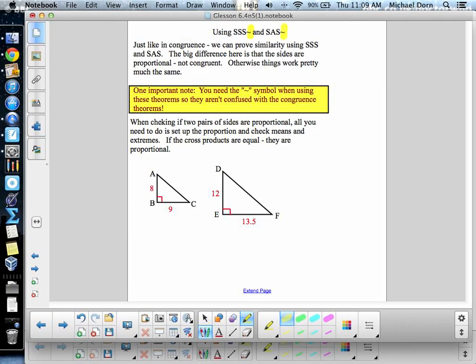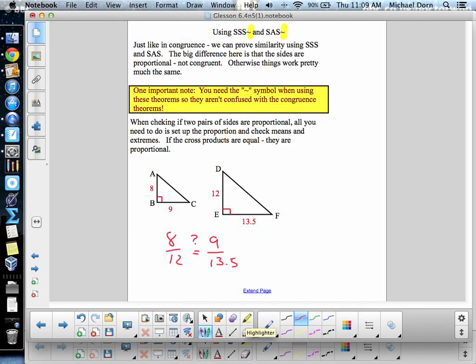So here, are these similar triangles? Are A, B, C, and D, E, F similar? Well, they have corresponding right angles, so the angles are congruent. That's nice. We have to see if the sides are proportional. So I set up a proportion. 8 over 12 and 9 over 13.5.